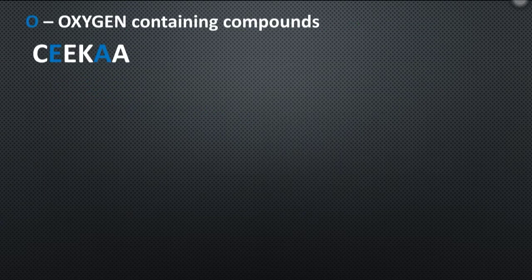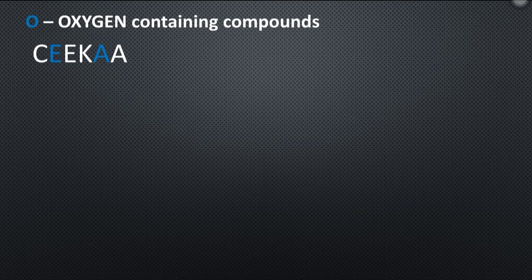So let's start with the next group. That's the oxygen-containing compounds. That is, organic compounds that have oxygen in their structure. For this particular category, we have the mnemonic CICA, as I said earlier on. So CICA. Now, this is a quick way to remember the groups that belong to this particular category.